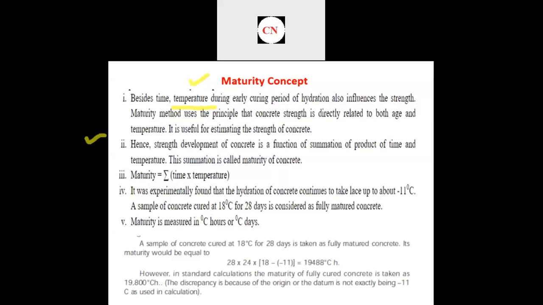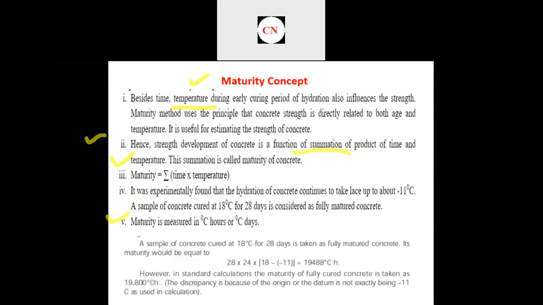So here we can see the maturity is given by the summation of time into temperature. That is nothing but a function of the summation of the product of time and temperature. So this is what is called the maturity of the concrete.